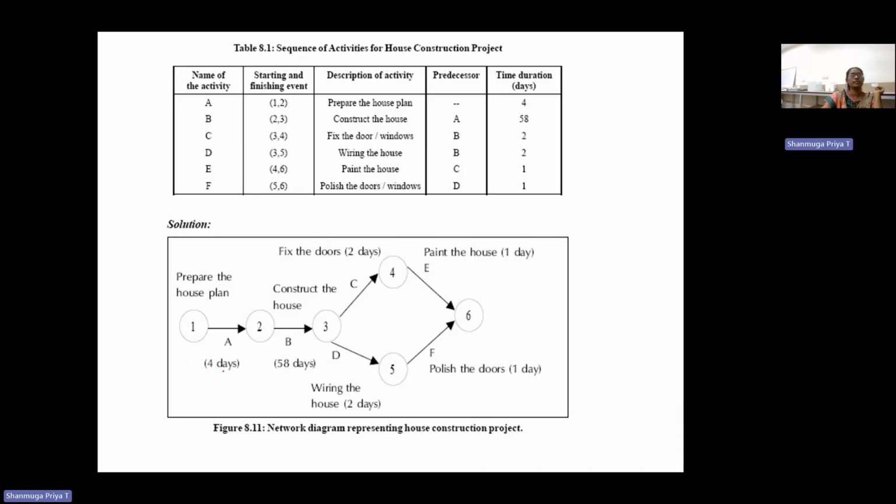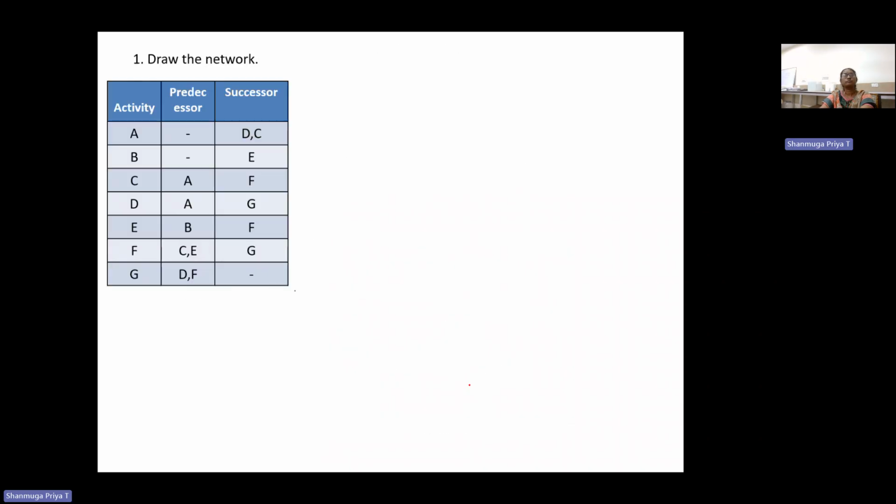Always, an activity considers resources. Here, the time resource is mentioned. Construction of the house, 58 days. Then the next is activity C, fixing the doors, 2 days. Wiring the house, 2 days. Then painting the house, 1 day. Polishing the doors and others, 1 day. So these are possible for this sequence.